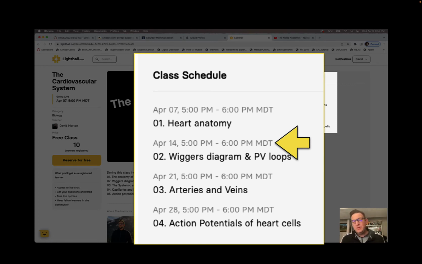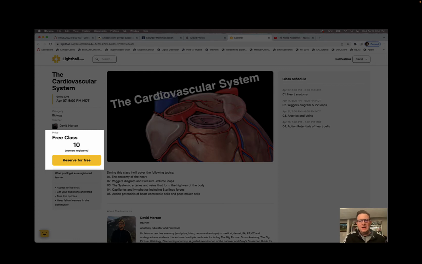Wiggers diagram and pressure-volume loops will be a week later. The week after that will be one on arteries and veins. And the week after that, it's going to be on action potentials of heart cells, conduction, and cardiac and contractile cells. These are free, so there's no charge.